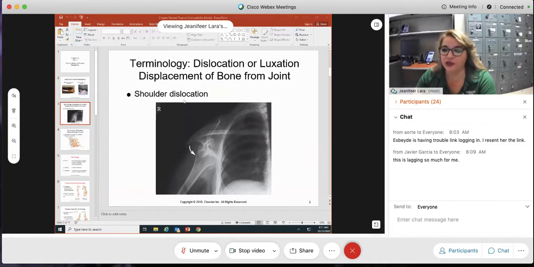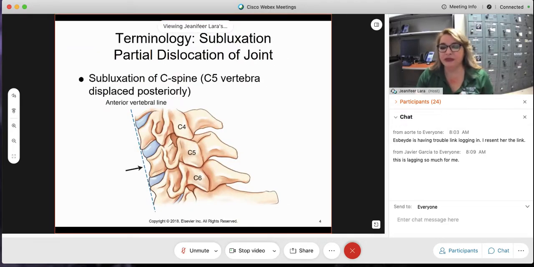A dislocation of the shoulder is when the humeral head is no longer sitting inside of the glenoid fossa. So when we see the words shoulder dislocation, the objective is shoulder. We could have a hip dislocation. We could have a finger dislocation. We're going to see what dislocation means because there's also the word subluxation. Subluxation means what?